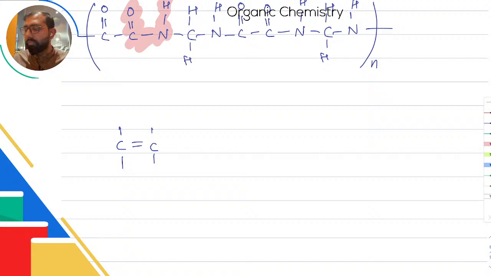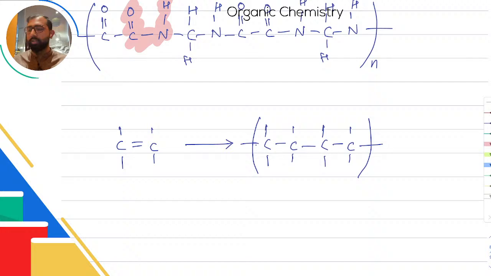Again, remember, remove, copy, join. That's the method. But here, you can't remove a small portion of the molecule. What do you remove? Remove the double bond. Done. Copy the thing. Copied the thing. Join it. And you have made a polymer. Which polymer? This was ethene, so this is polyethene.